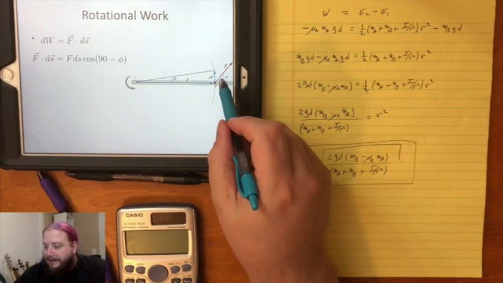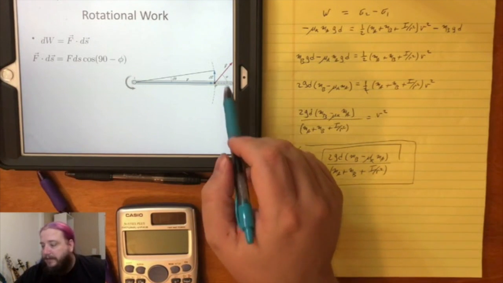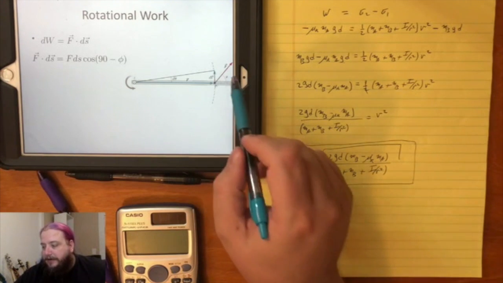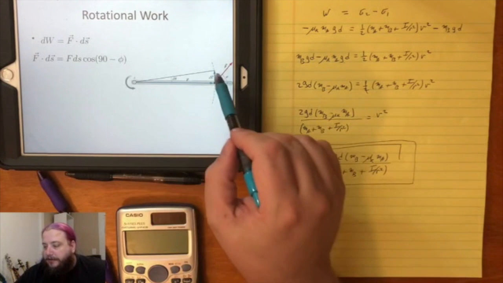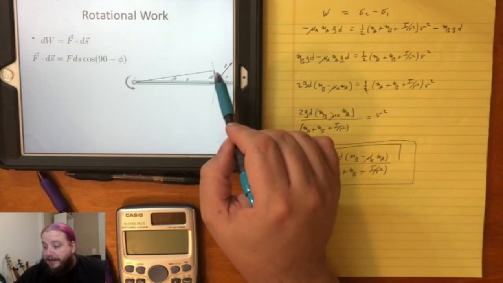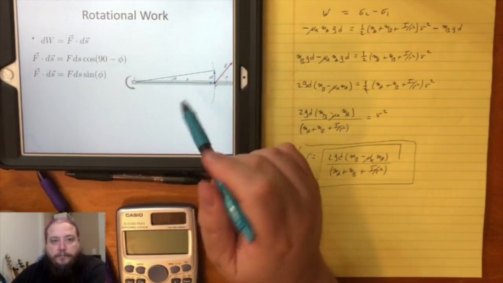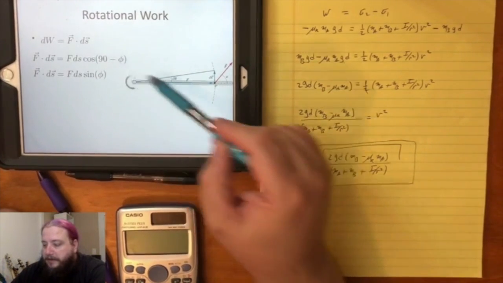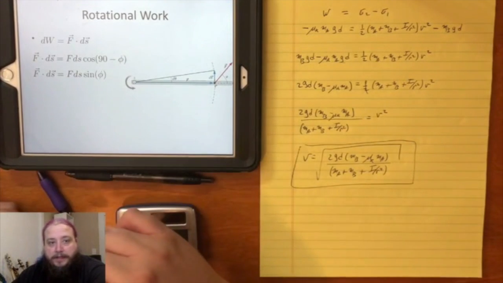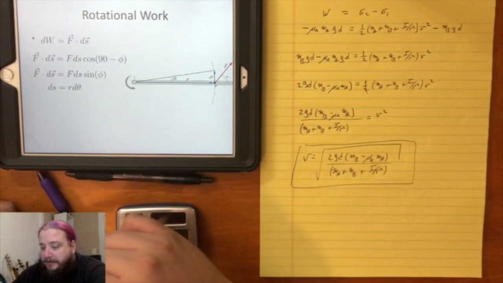We could write that in terms of this angle phi, as opposed to the usual angle here. So the angle between our force and our displacement is 90 minus phi, and the cosine of 90 minus phi is just the sine of phi. So this is F ds sine phi.